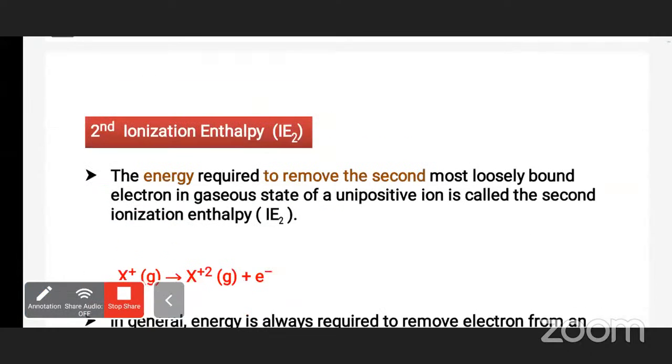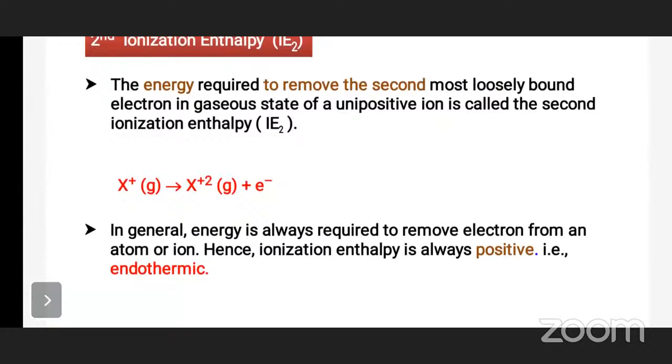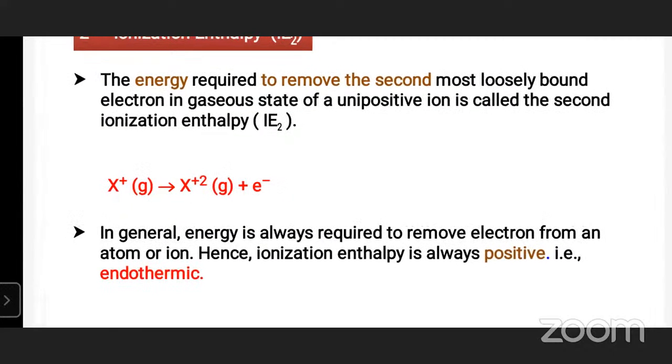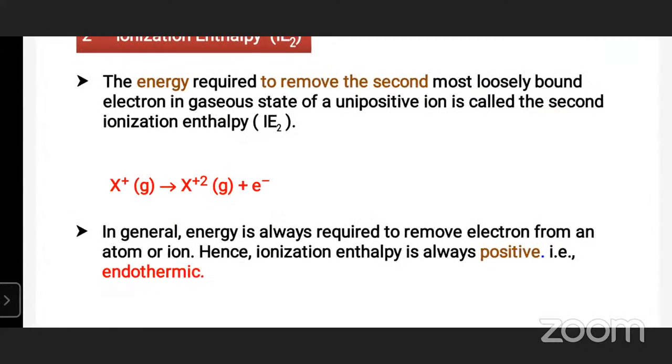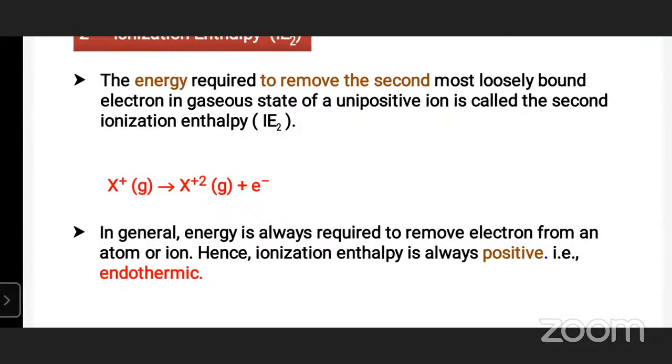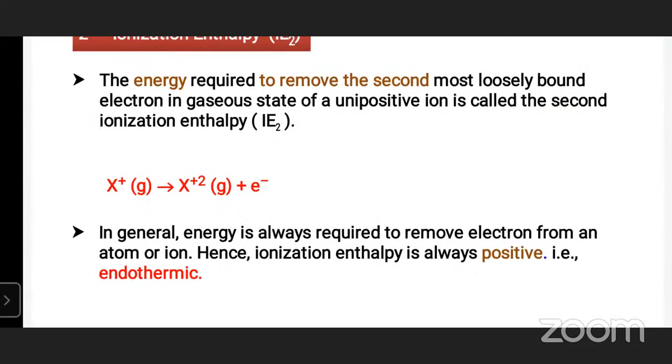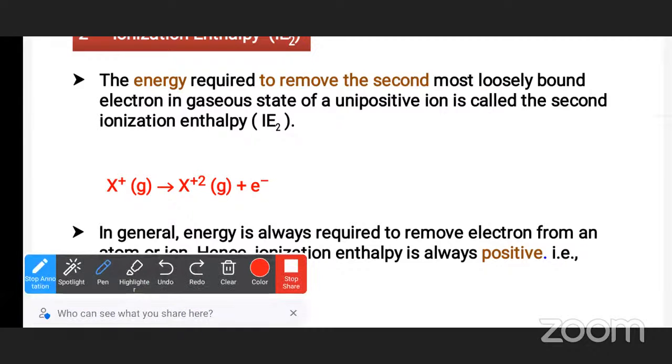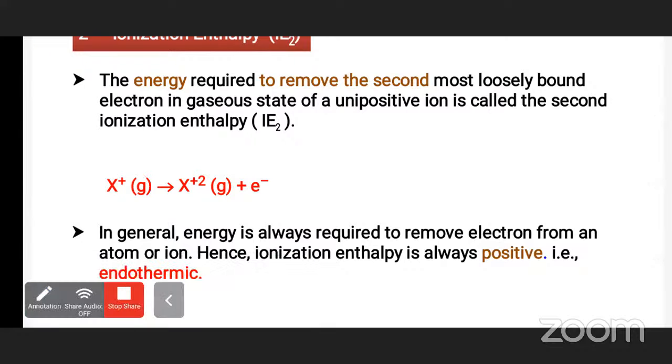What is second ionization enthalpy? The energy required to remove the second most loosely bound electron in the gaseous state of a unipositive ion is called second ionization enthalpy, IE2. Students, here another 1 electron is removed from the unipositive ion, so X plus becomes X 2 plus, and it is called second ionization enthalpy.